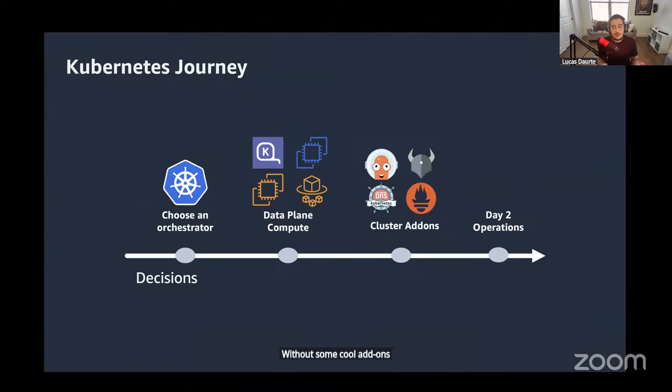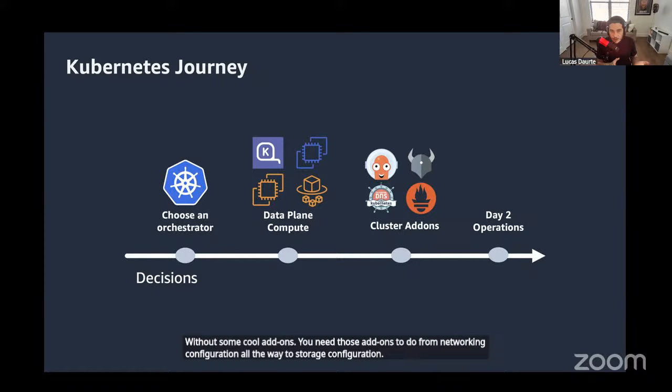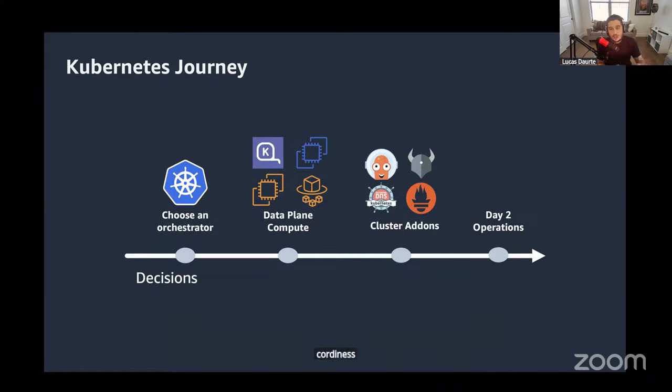You need those add-ons to do everything from networking configuration all the way to storage configuration, CoreDNS, and then your additional add-ons like Prometheus and everything. But with all of those add-ons and all of that provisioning, depending on how you are provisioning, it will come with day two operations for sure.